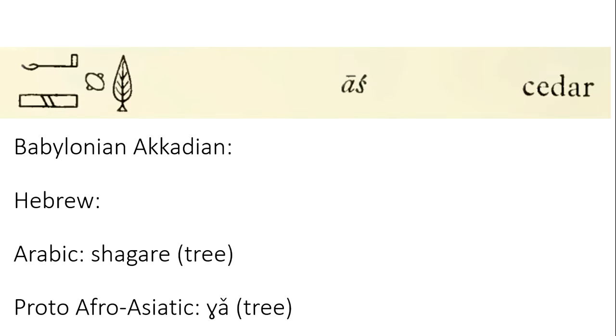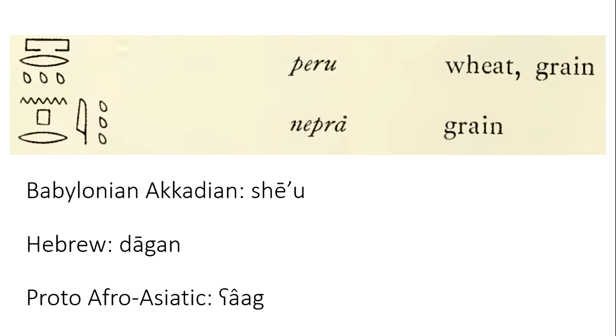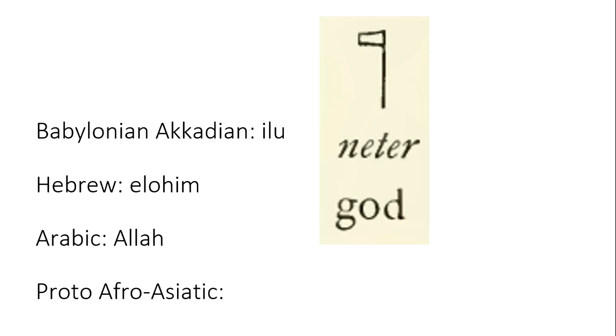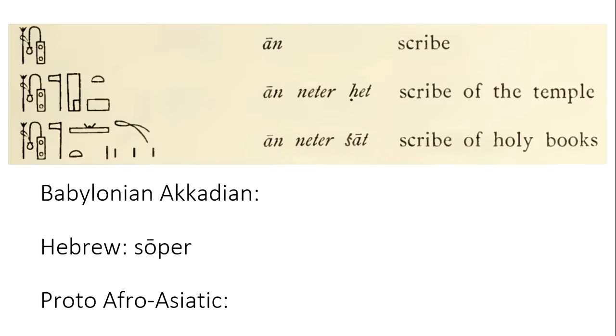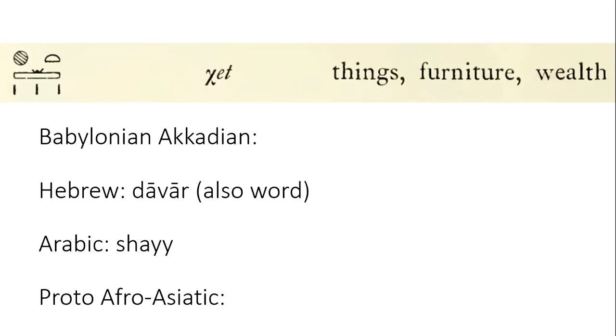Ash, cedar. Peru, or Nepra, grain. Neter, God. Un, scribe. Likewise, un neterhet, scribe of the temple. Un netershat, scribe of holy books. Het, things, furniture, or wealth.